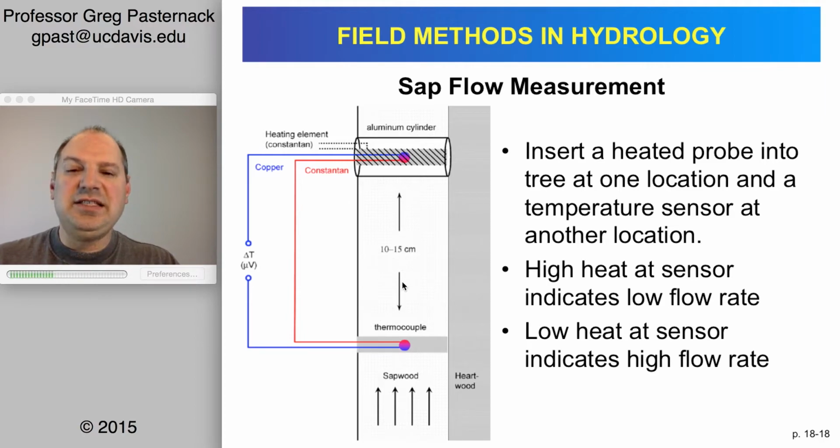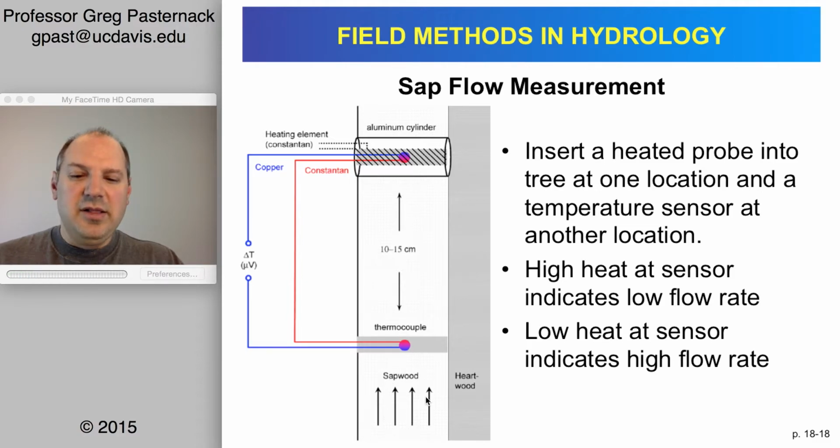Then 10 to 15 centimeters away from the tree, we're going to poke the tree again. This time we're going to put in a thermocouple. You'll remember from the water quality presentation where we covered temperature, a thermocouple is the device that we use to measure temperature. So we put the thermocouple in, and we're looking to see how hot we are at the thermocouple compared to how hot we're applying heat to the tree at the heating element.